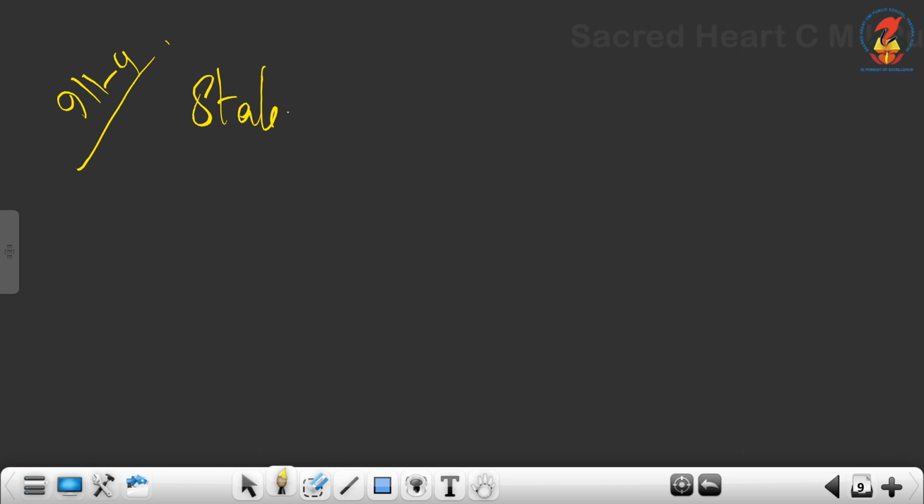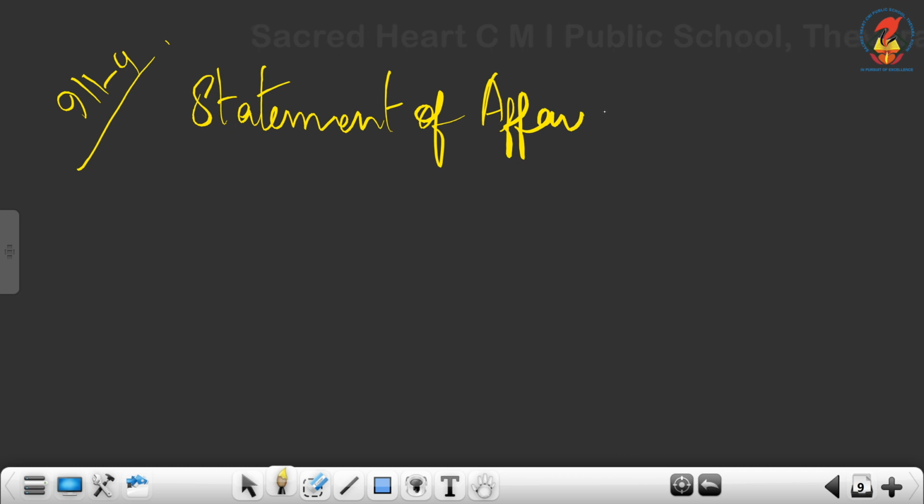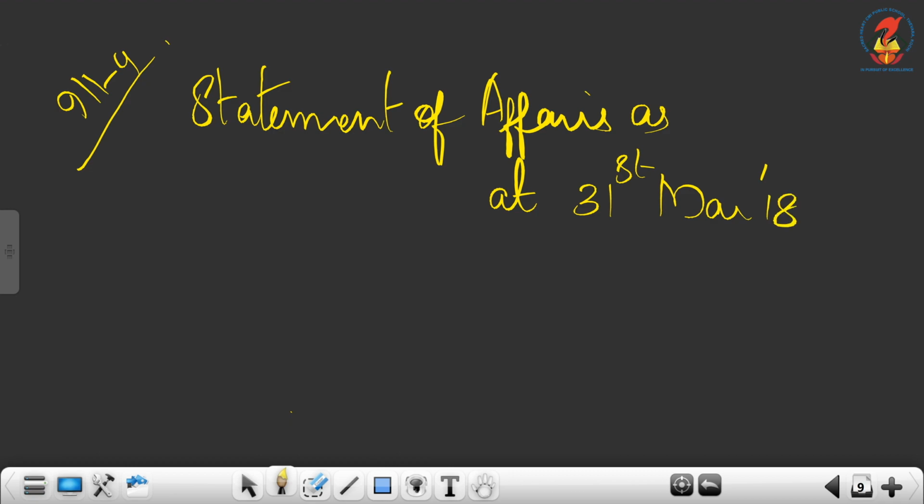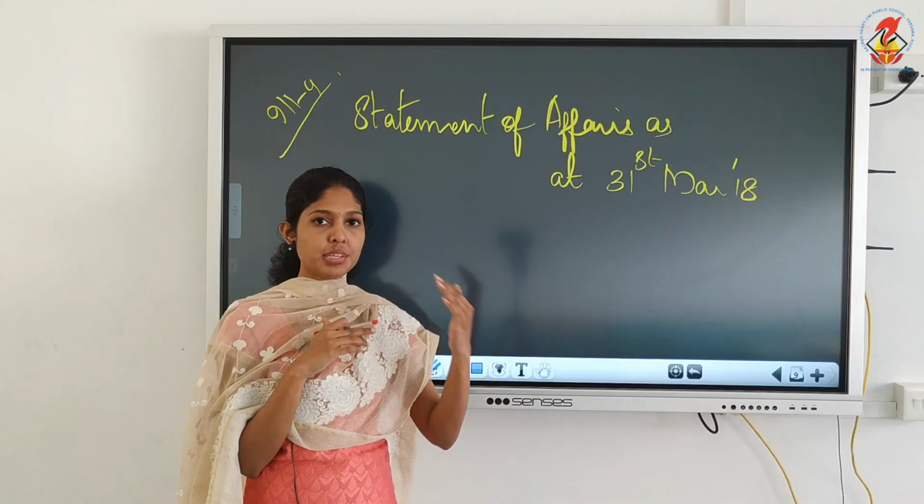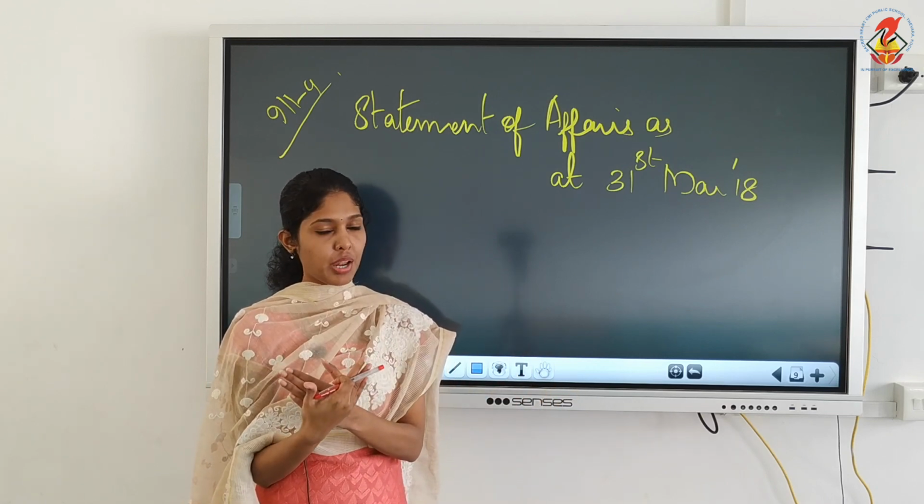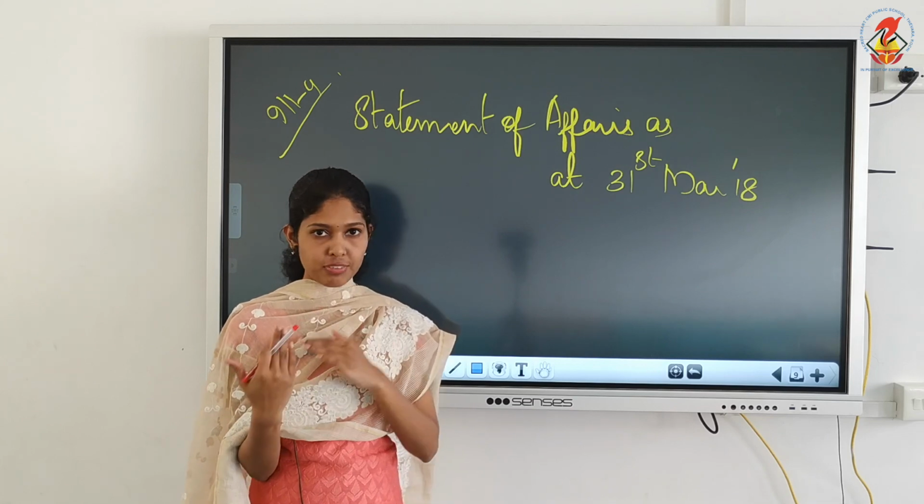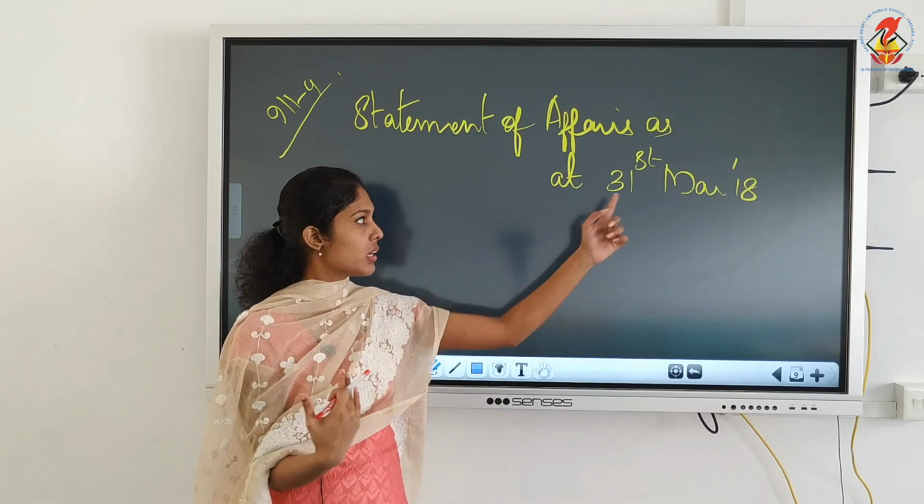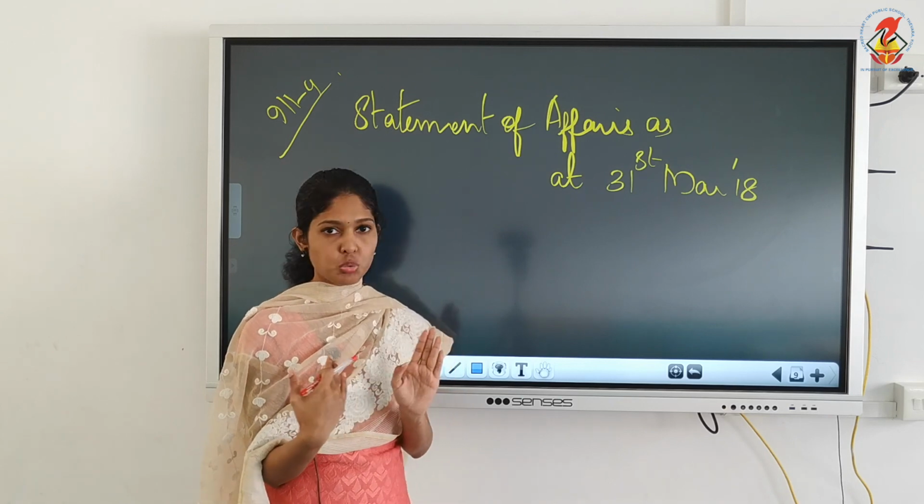Don't write it as opening statement of affairs. When you give the heading, you mention this with the date. Statement of affairs as on or as at, you can write, both are correct. As at 31st March 2018, which is the opening date. See, 31st March 2018 means actually it is the closing date of that year, but the closing date of 1 year will be the opening of next year. Understood? So, the closing date here is 31st March 2019 and the opening date you have to consider is 31st March 2018.